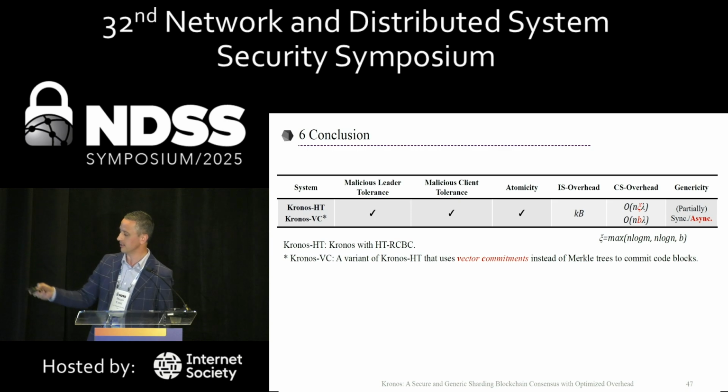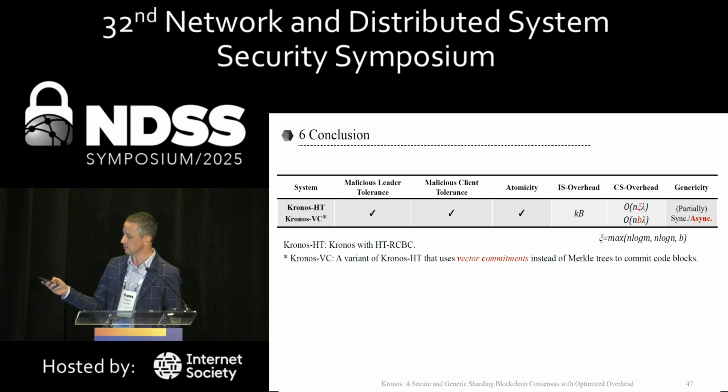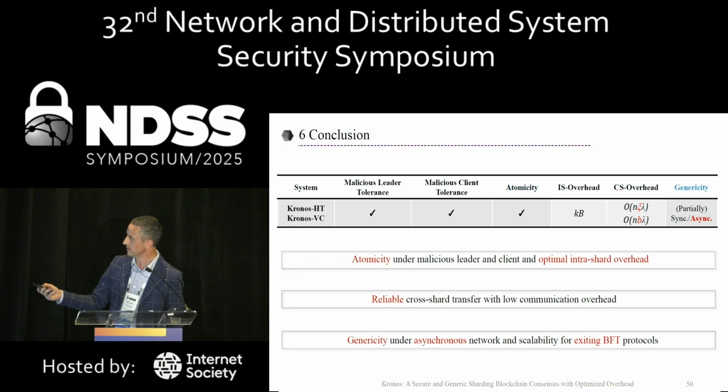So basically, we can withstand malicious client and leader, and ensure atomicity. Intra-shard, it will be just one BFT for each of the involved shards, and the cross-shard overhead will be proportional to NB delta. Okay, I think that's all.